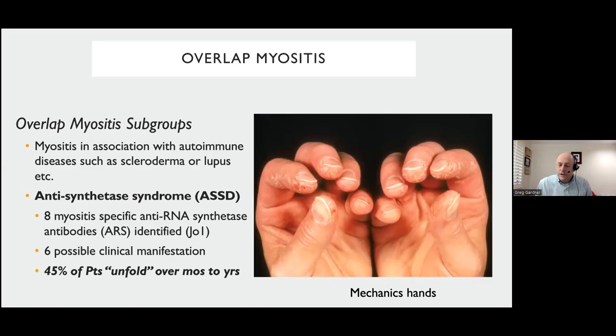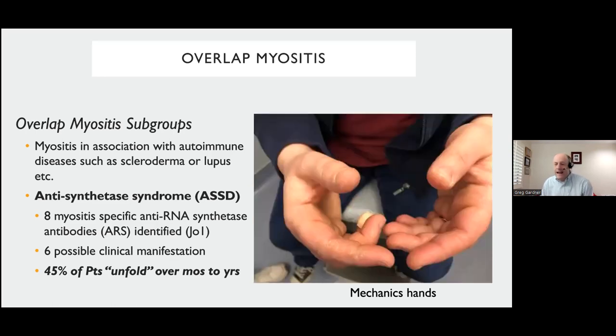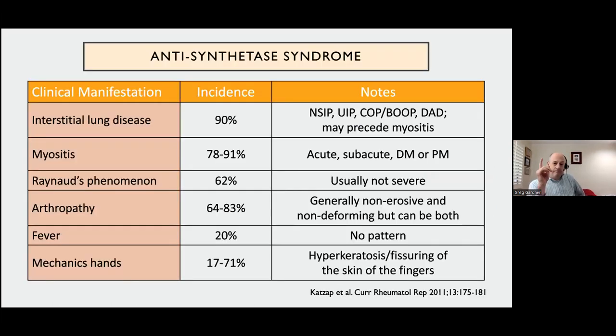Here's a patient with classic mechanics hands. See that it looks dry and cracked, like you've been working in cement or working on a car. Here's one of my patients with anti-synthetase, and look at the side of the fingers that are all cracked and dried. There also is a finding you can see on the foot that's very similar. I won't ask you for the name, but it's called hiker's foot. The same sort of thing you can see on the hands, you can see on the feet.